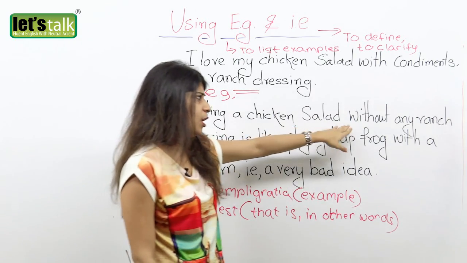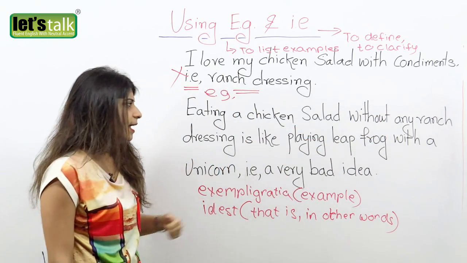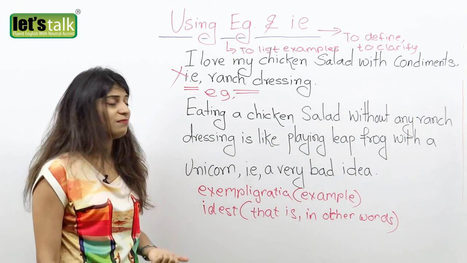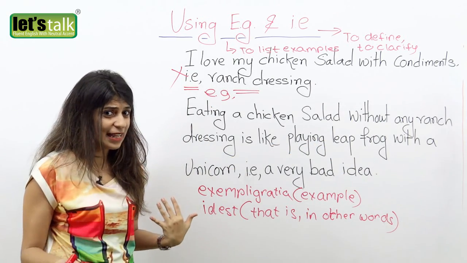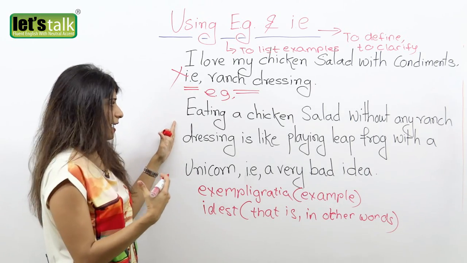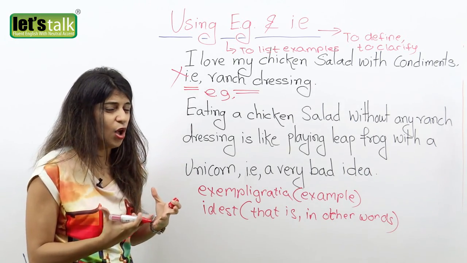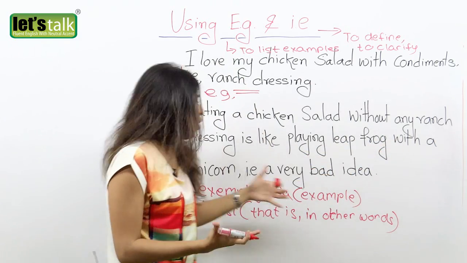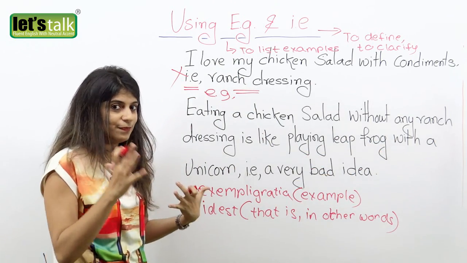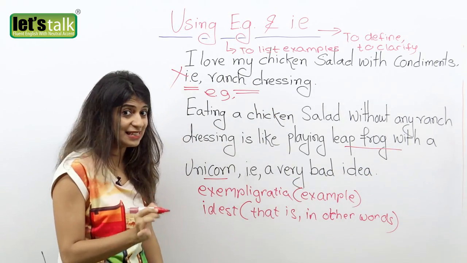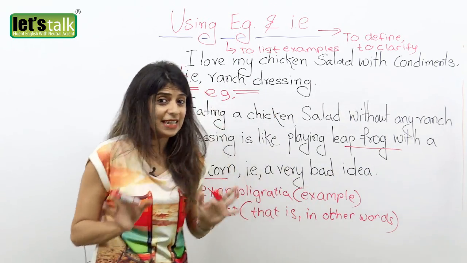Let's have a look at another sentence here. "Eating a chicken salad without any ranch dressing is like playing leapfrog with a unicorn, i.e. a very bad idea." So here, if you see, I am saying that eating a chicken salad without any ranch dressing is like playing leapfrog with a unicorn. Now this is an idiom which actually means that it's a very bad idea.